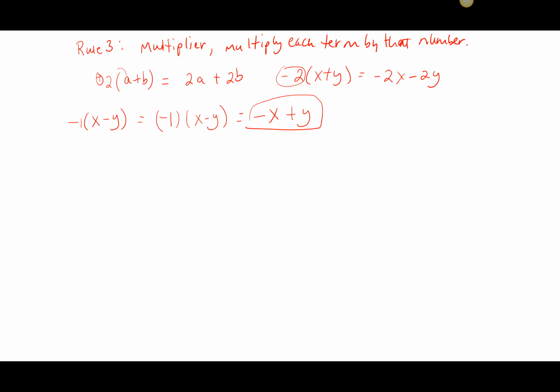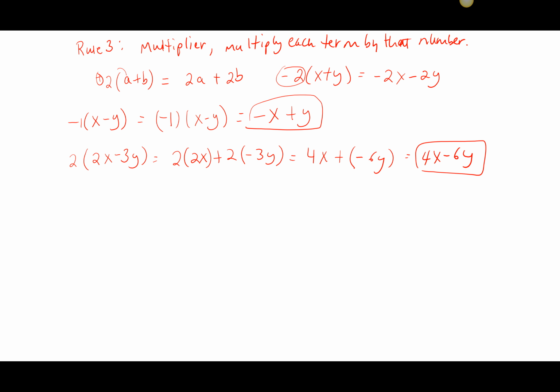Okay. Let's look at another one. What if we had this? 2 times (2x minus 3y). That's going to be 2 times 2x plus 2 times minus 3y equals, that's going to be 4x plus 2 times minus 3, it's going to be minus 6y, or that would actually be written like 4x minus 6y.